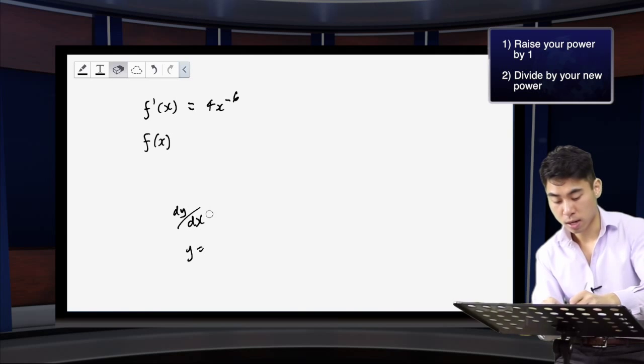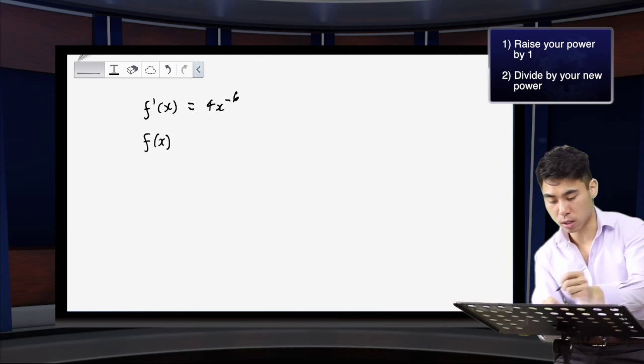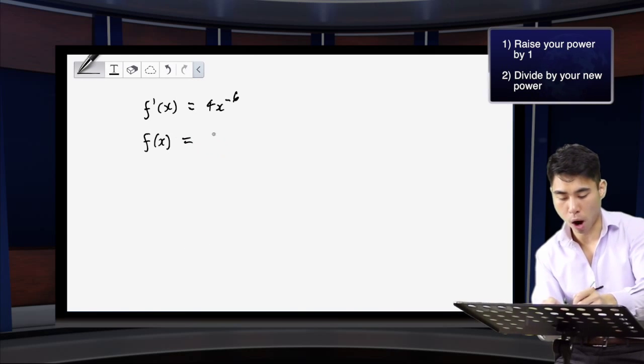So in this case, steps are going to be exactly the same. What do we need to do? We need to increase our power by 1.